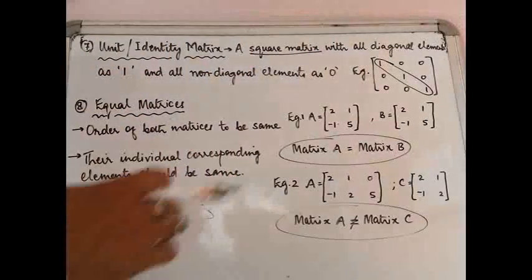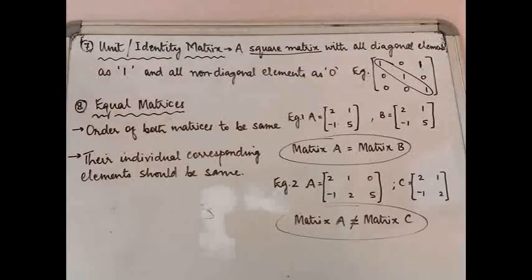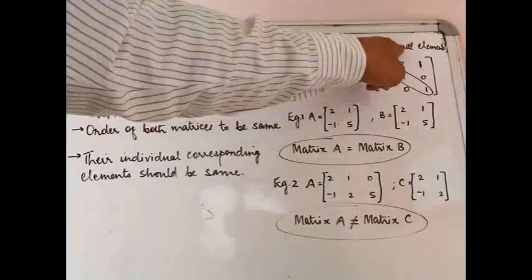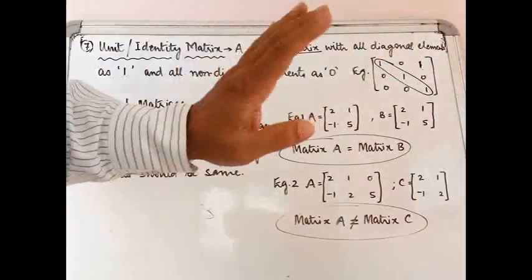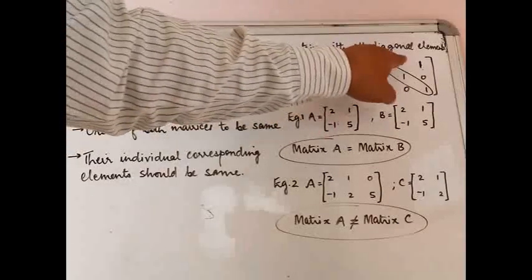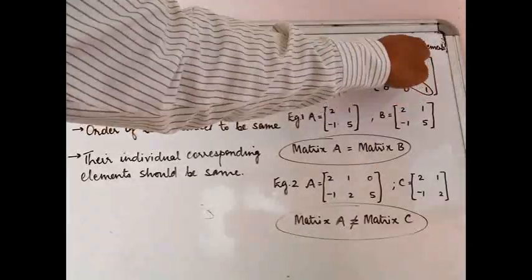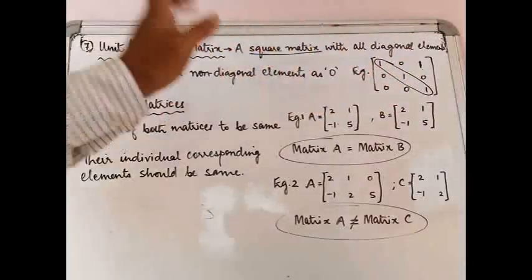Suppose, now just to confuse you, I put a 1 over here. Suppose I change the scenario like this. Now have a look whether this matrix is satisfying the definition or not. All diagonal elements should be 1. So all diagonal elements are 1, so one part is okay. But are all non-diagonal elements 0? No. This is a non-diagonal element and it is not 0. So this matrix cannot be called a unit matrix.